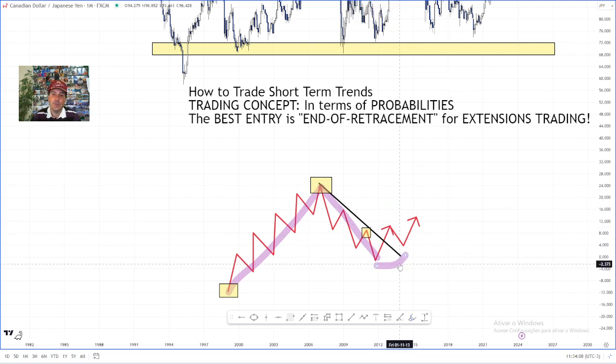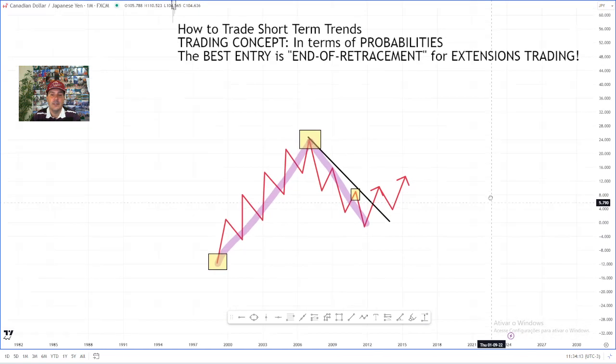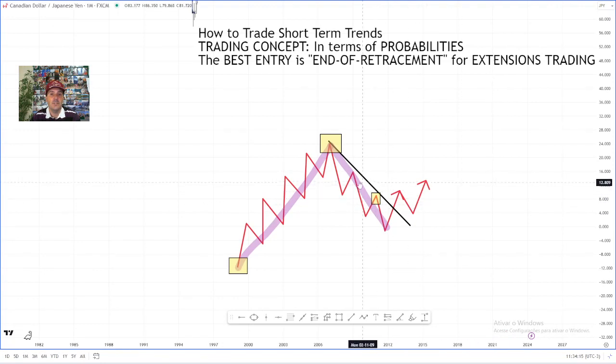So this is the end of the retracement on the market wave, and this is going to give you the higher probability. When this happens on the monthly, weekly, daily, then 7 times out of 10, not every single time, the market is going to move into the next extension. This is your chance to enter the short-term trend. How are we going to enter the short-term trend?